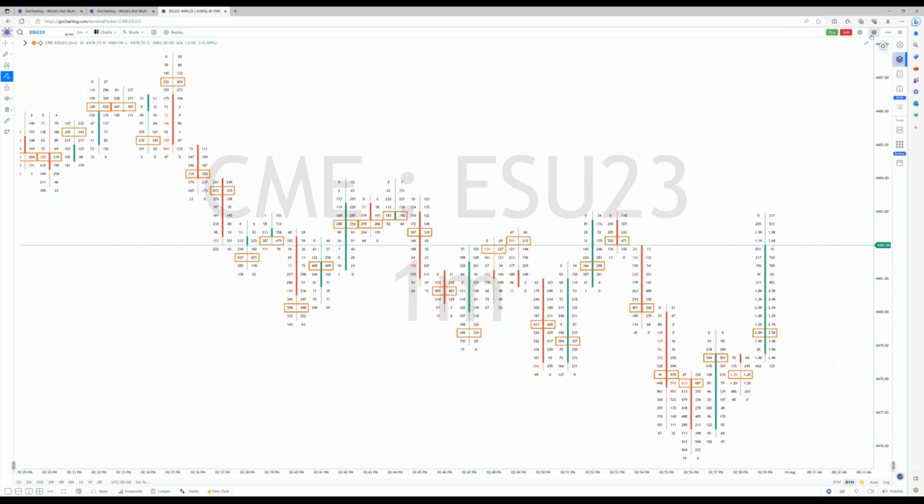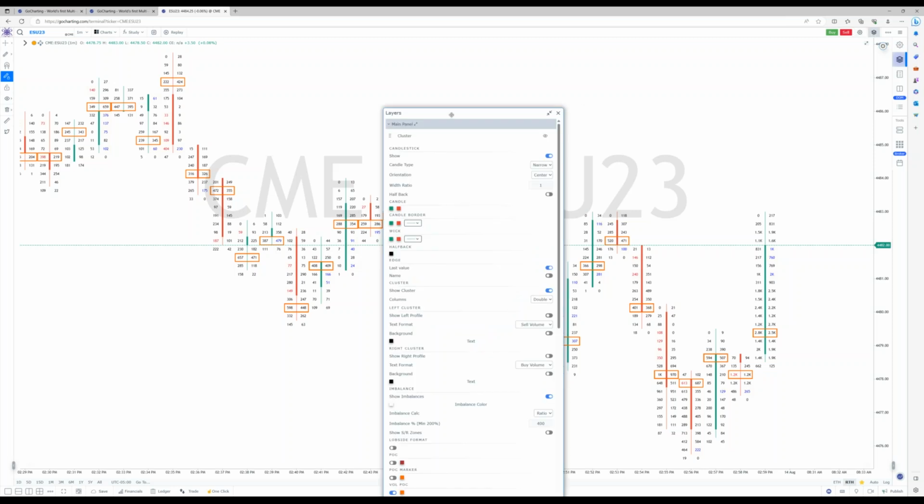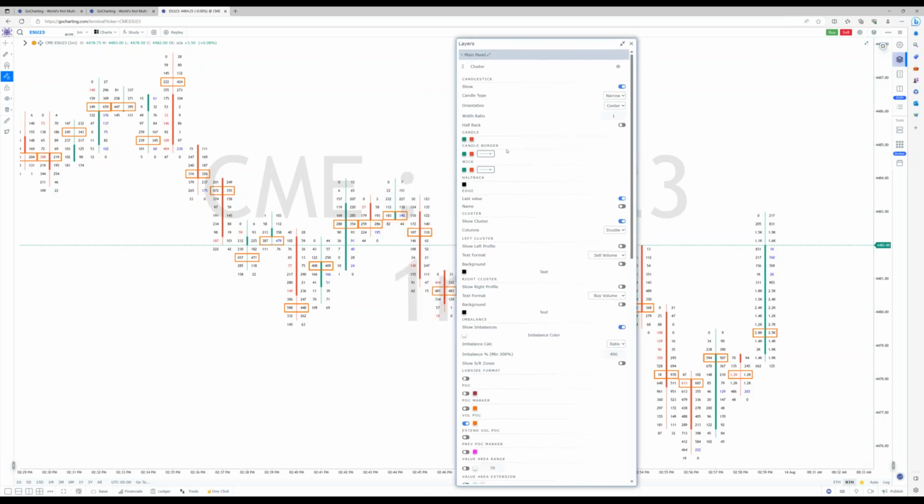Now, the important thing to remember with GoCharting is the layers up here in the upper right-hand corner, because that's basically where you're going to make a lot of the changes to your footprint. This is the chart that I like. And if you're interested in my chart, just message me and I'll send you the URL so you can open it up.